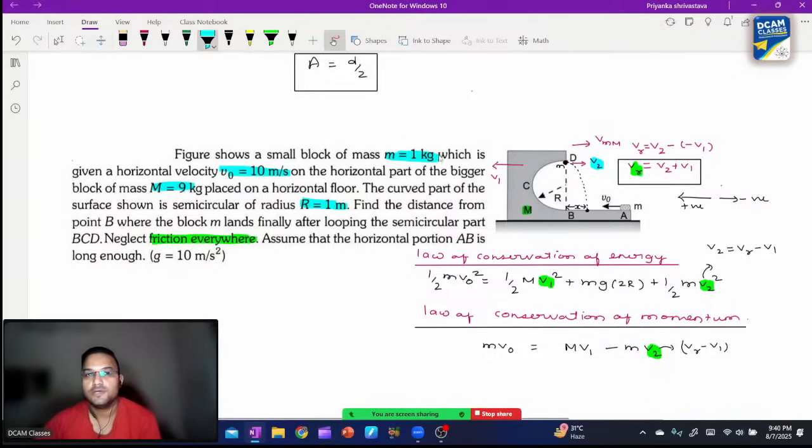Then you will have to solve these two equations to get VR and V1 separately. Now ask me if you have any doubt. These are the two equations that you will be using here, from the law of conservation of momentum. Solve them to get V1 and VR.